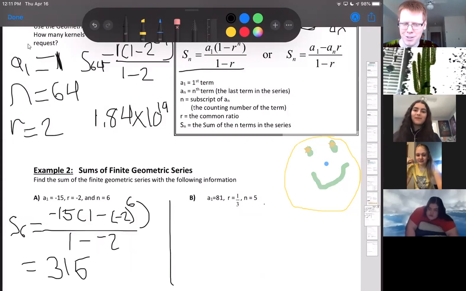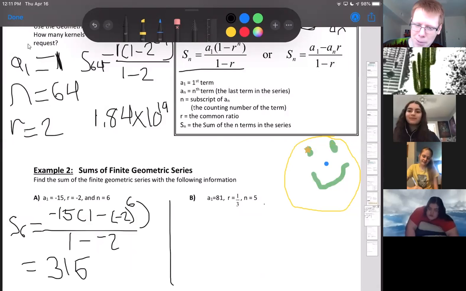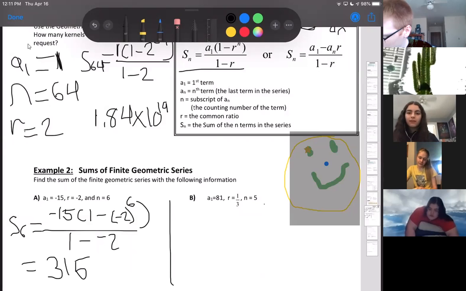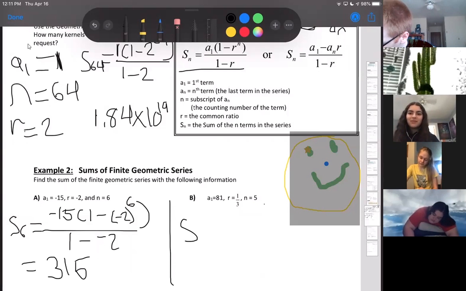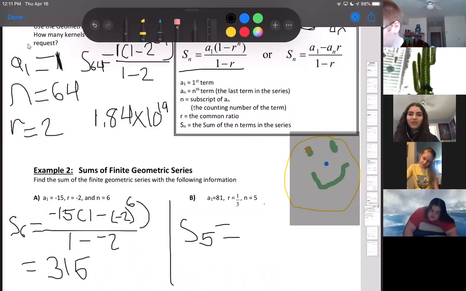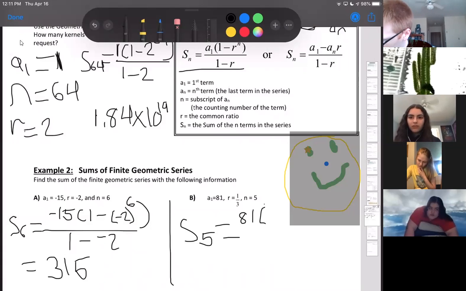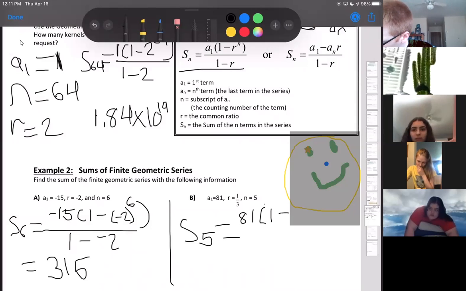So that's example 1. Example 2 is very similar. They give us our A1, our R, and our N. So we're still going to use this first formula up top. We're going to do S of 5. What are we going to plug in for A1, based on that formula? 81. Okay, times 1 minus 1 minus R, to the 1/3, to the 5th.